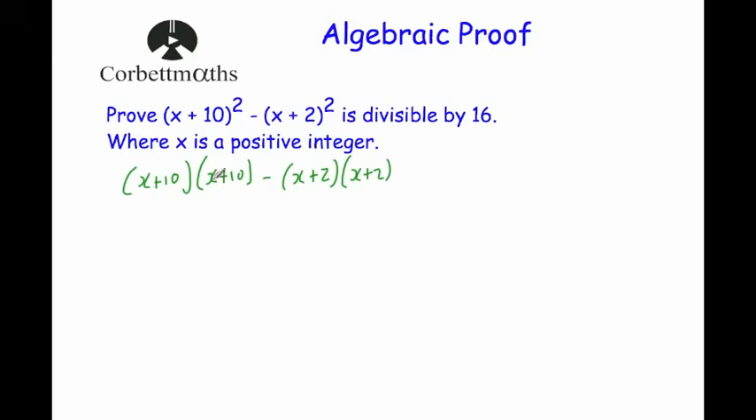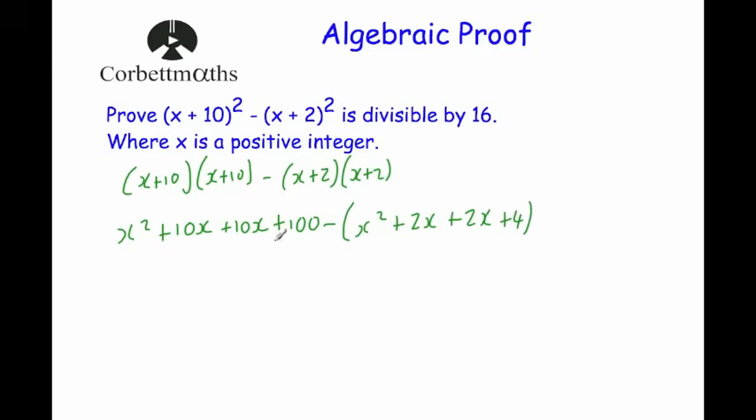Because you're squaring the bracket, you're multiplying it by itself. Now we're going to expand these brackets. So x times x, that's x squared. x times 10 is plus 10x. 10 times x is plus 10x as well. And 10 times 10 is 100. And we're going to be subtracting. Whenever I expand these two brackets, I'm going to keep my answer in one large bracket. So x times x is x squared. x times 2 is plus 2x. 2 times x is plus 2x. And 2 times 2 is plus 4.